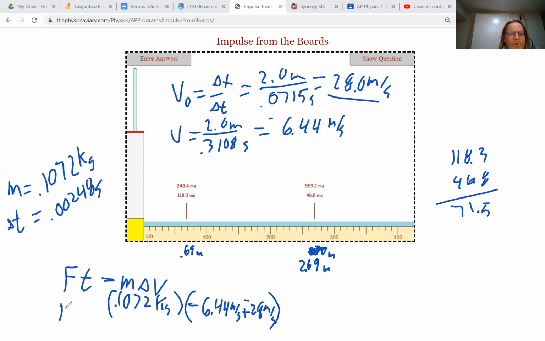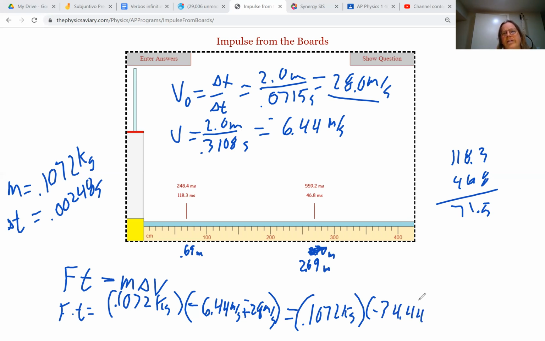So my impulse in my whole situation is, let me start this over. So I've got 6.44, sure it's negative, plus a negative 28. So that's 34.44. And that's a negative. So in other words, here's what I have: 0.1072 kilograms times a negative 34.44, because that's the difference.